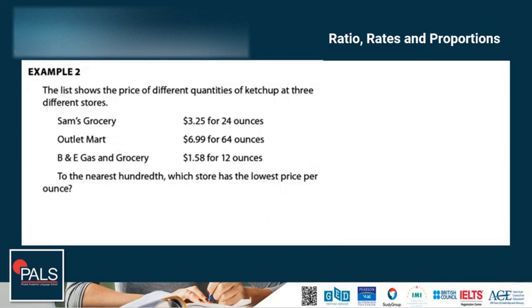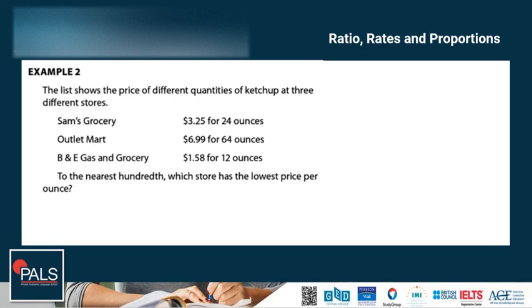Let's try example number 2. The list shows the price of different quantities of ketchup at 3 different stores. Sam's Grocery, $3.25 for 24 ounces. Outlet Mart, $6.99 for 64 ounces. B&E Gas and Grocery, $1.58 for 12 ounces. To the nearest hundredth, which store has the lowest price per ounce?